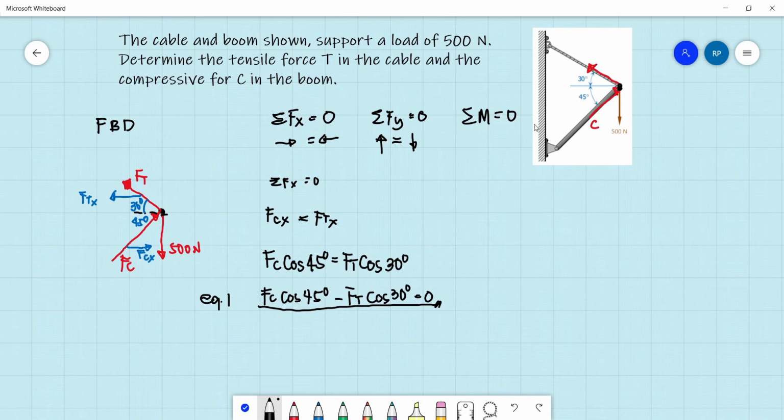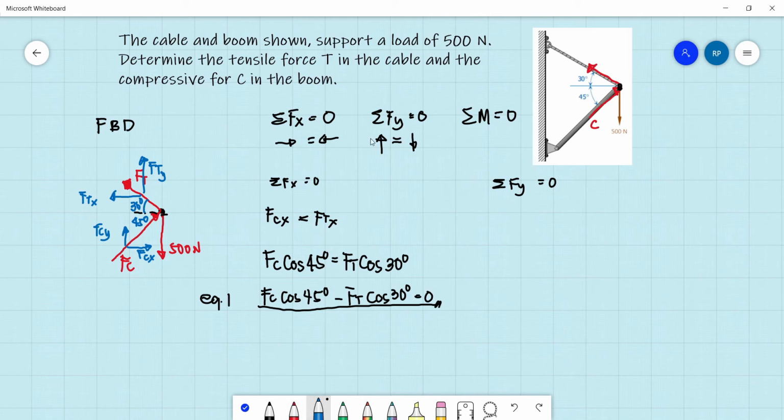All right, so what's the next equation? We want to establish another equation. So we are going to sum up forces vertical, which should also be 0. What are the vertical forces in this particular free body diagram? We have the vertical component of Ft, or Fty, and the vertical component of Fcy. We also have our downward load, which is in vertical, 500 newtons.